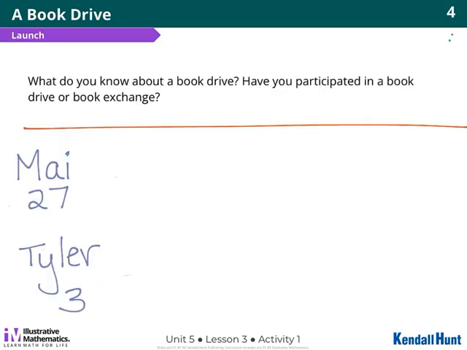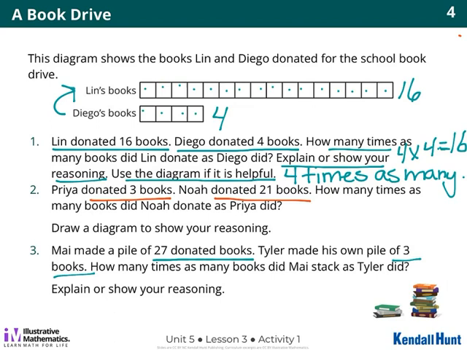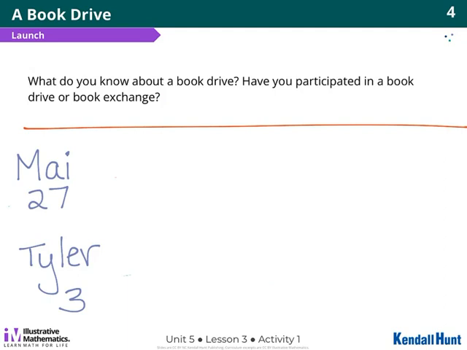All right, so let's hear what we came up with. We know Mai donated 27 books, or had a stack of 27, and Tyler had a stack of 3. What did you guys come up with? How many times as many books did Mai stack as Tyler? Madeline, what'd you get? 9. Raise your hand if you got 9. 9 is correct. Keston, what'd you get? 9.